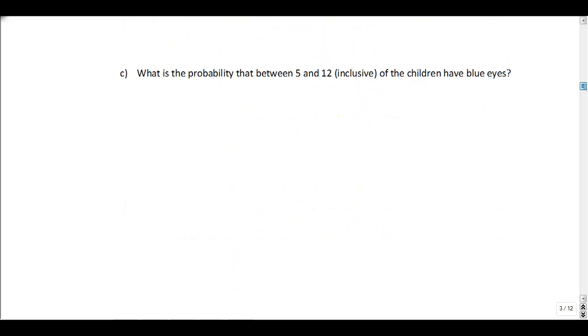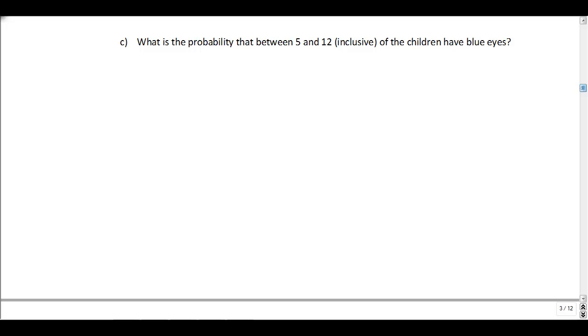Okay, what is the probability that between 5 and 12 have blue eyes? I did one like this before. What I'm going to think about is I have 0, 1, 2, 3, 4, 5. I'm just going to write all this out: 7, 8, 9, 10, 11, 12, 13, 14, and then I'm going to go down to 20. What I'm looking for is the probability of being between 5 and 12 here. So again, we're going to take the whole thing down to 12.